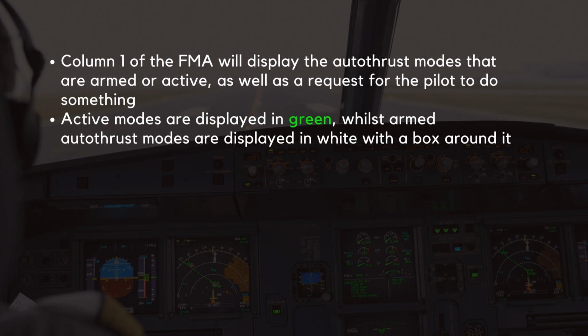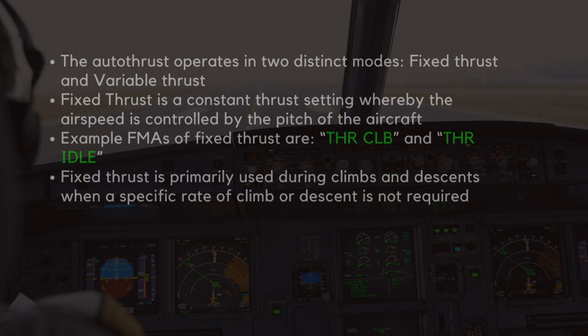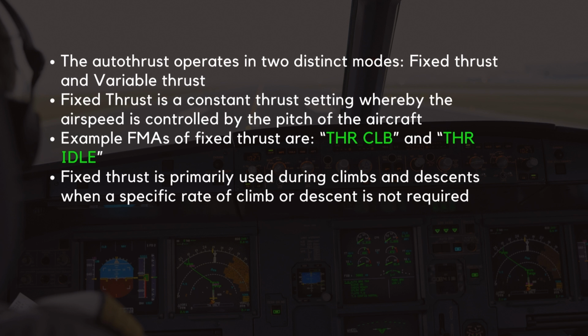Column 1 of the FMA will display the autothrust modes that are armed or active, as well as a request for the pilot to do something. Active modes are displayed in green, whilst armed autothrust modes are displayed in white with a box around it. The autothrust operates in two distinct modes, fixed thrust and variable thrust.